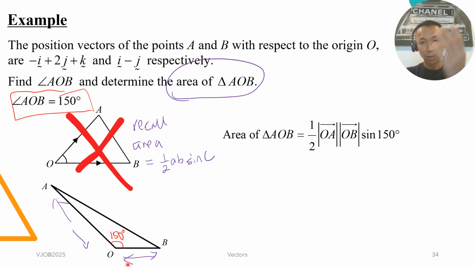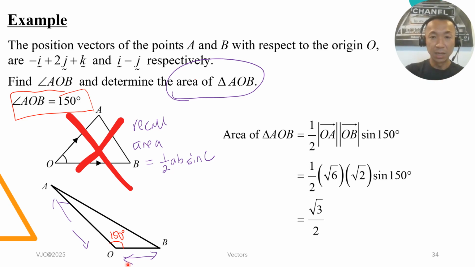Half mod OA mod OB sine 150. You will still get the same answer. All right, but sometimes it matters. In this case, it doesn't matter. That's that.